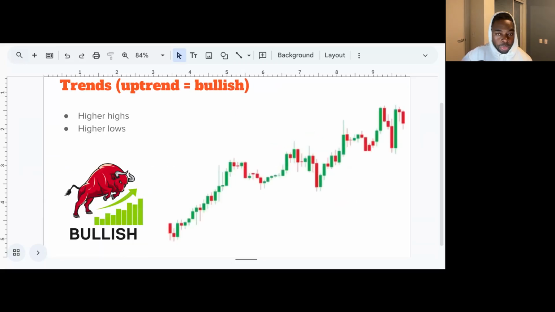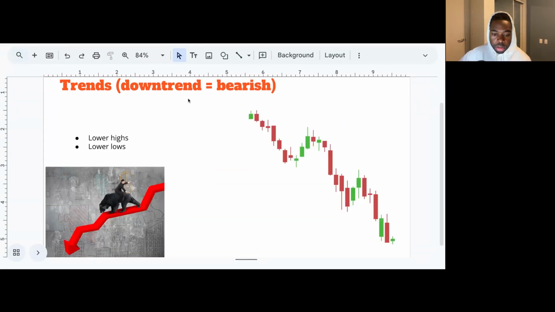And then we need to understand trends. So what is an uptrend? An uptrend is when we're getting higher highs, higher lows, and from left to right, the chart is going up. A downtrend is bearish. So lower highs, lower lows. From left to right, the chart is showing that price is going down. The candlesticks are going down.